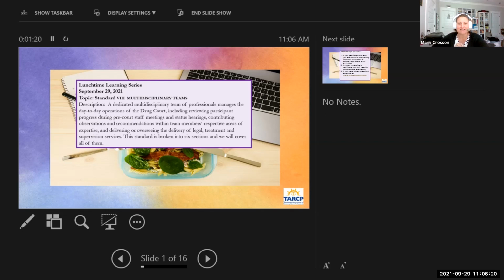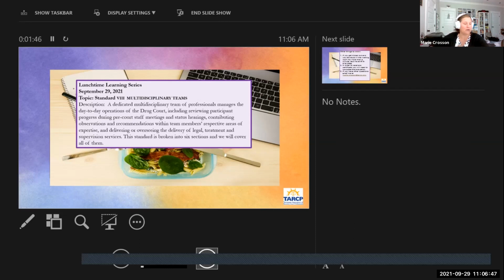But this is best practice standard 8. Basically it talks about how we now know, because this is included in our 10 key components as well, that a multidisciplinary team is really important to deliver the best outcomes for the participants in our recovery courts. And we're going to talk about the different things that basically make that so.